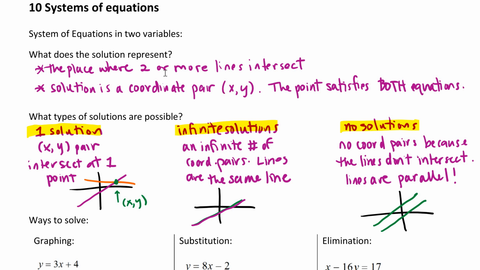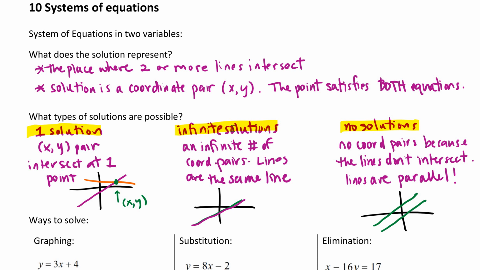You found the solution. The solutions can come in three different forms. You can have one solution, which means it's one xy coordinate pair. So there's two parts to that, but it's one solution. And that represents a point where the lines intersect, like this diagram.